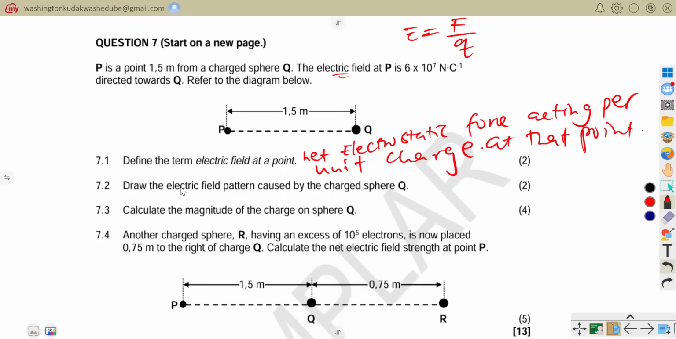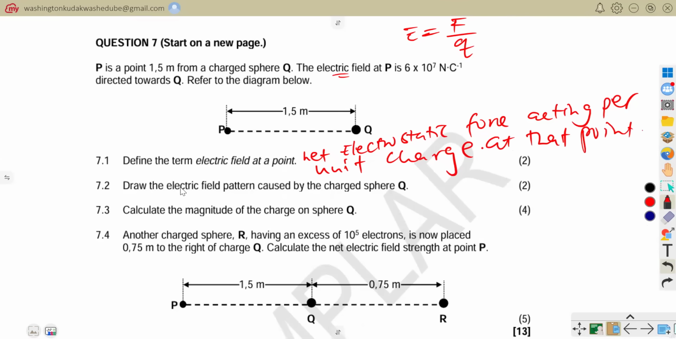Draw the electric field pattern caused by the charged sphere Q. Since the electric field is towards Q, we can say that Q is actually negative. How do you draw that? You can have your negative charge here, and then you would have the field lines pointing inwards, like that. You can have your field pointing inwards like that.